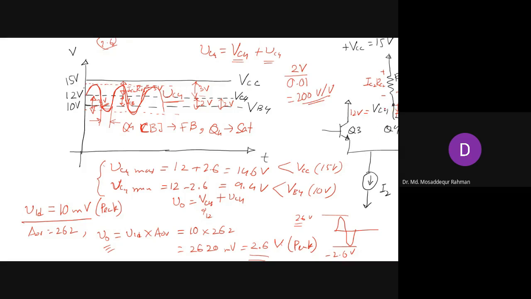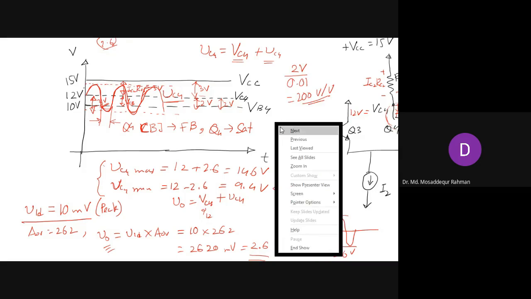So how do we do that? In order to do that, now VB4 is set as 10 volt. So you need to reduce that to 9 volt. If you reduce the bias voltage coming at the base of Q4 by 1 more volt, then you can increase the reverse bias voltage here by 1 volt, it will be 3 volt then, and you can accommodate that voltage. Did you get that?